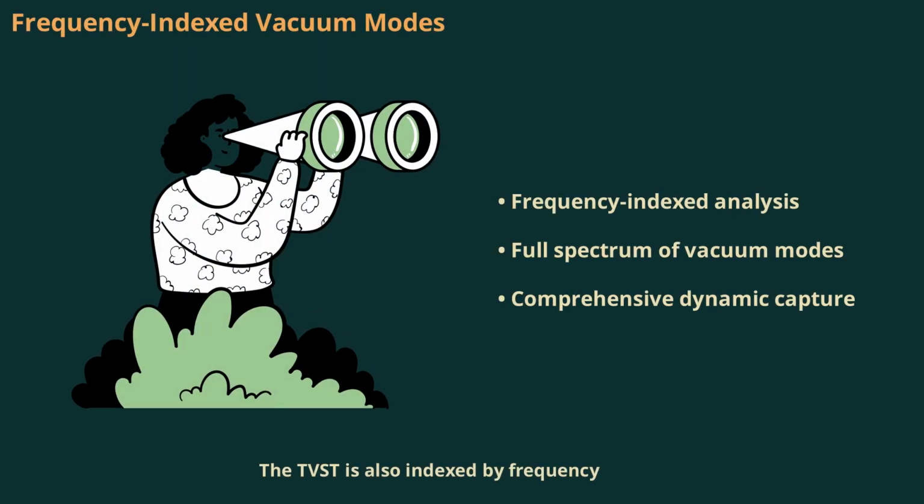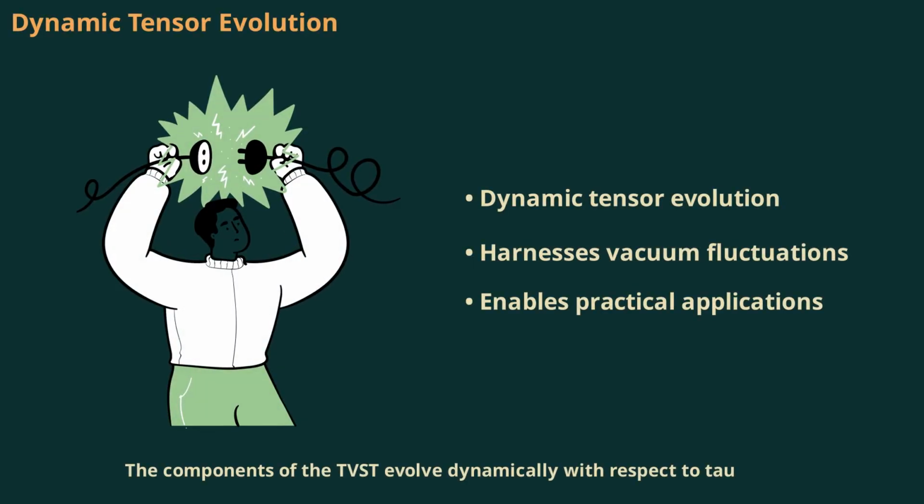The TVST is also indexed by frequency, meaning that different vacuum modes are analyzed according to their characteristic frequencies. This allows the framework to account for the full spectrum of vacuum fluctuations, ensuring that all relevant dynamics are captured and understood. The components of the TVST evolve dynamically with respect to tau, reflecting the ever-changing nature of the vacuum under temporal modulation. This dynamic evolution is what enables the system to harness vacuum fluctuations for practical applications, such as advanced propulsion and field manipulation.